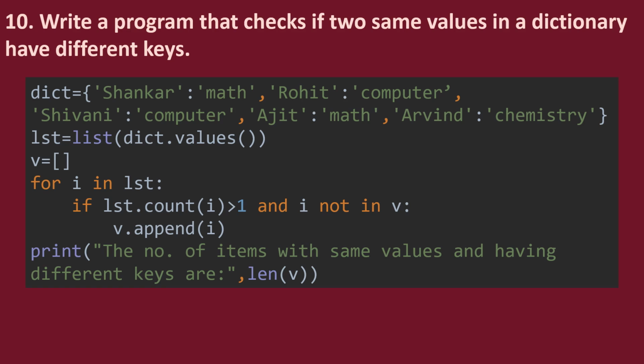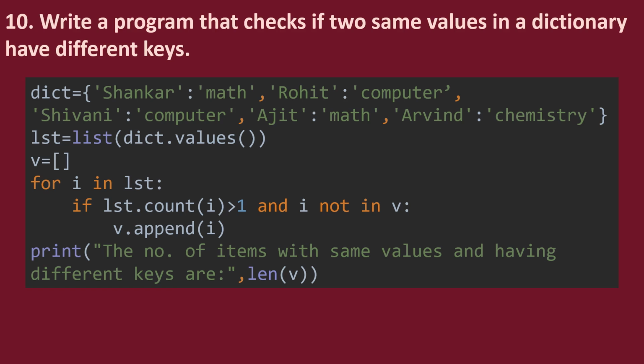So we will collect the values from this dictionary by using the values function and store them in a list type variable, let's say LST. Now your LST will store values like math, computer, math, computer and chemistry. Okay. Now we have to find out which values have a count of more than 1.